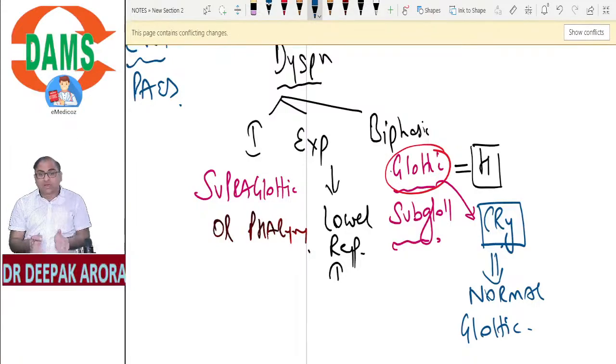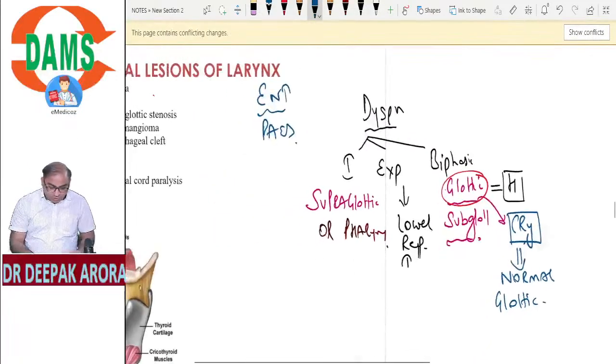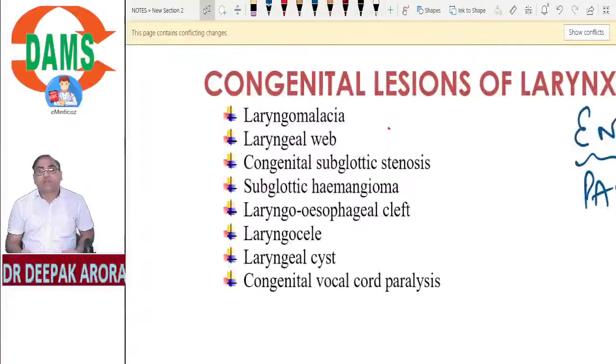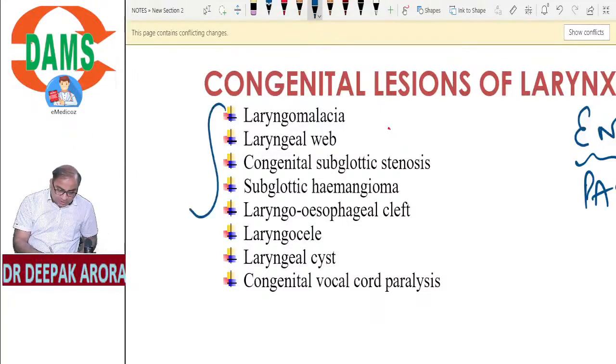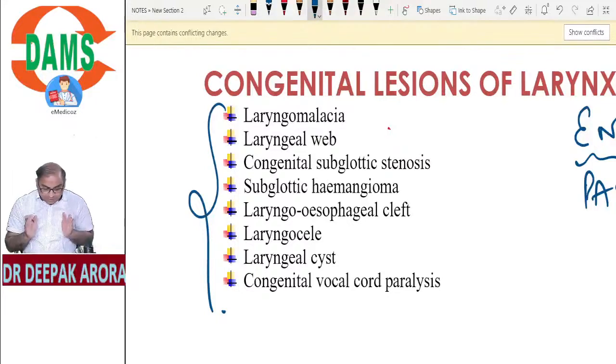Clear? Now from here, let us go to the next level. After learning all these points, we classify the congenital lesion into these categories: laryngomalacia, congenital webs, subglottic stenosis, hemangiomas, cleft, laryngocele, laryngeal cyst, and vocal cord paralysis. Because these are the important differential diagnosis for congenital lesion of the larynx. A little bit difficult topic, but what is the motive of taking this topic in this session? To give you a message on how to crack these difficult topics. So better let us start.